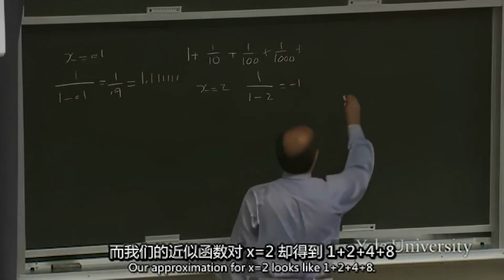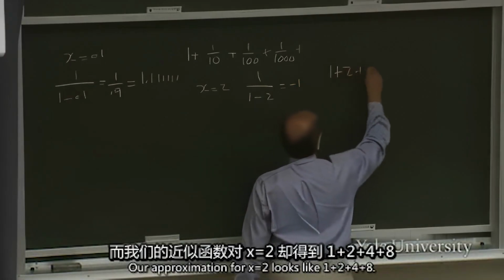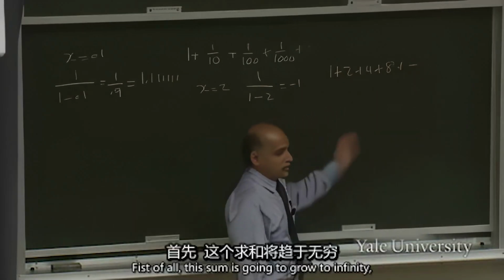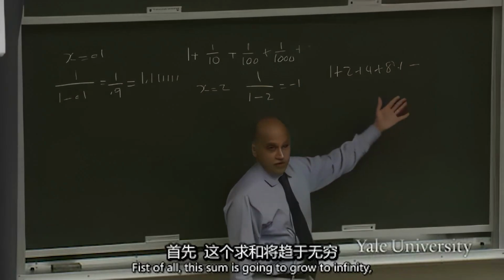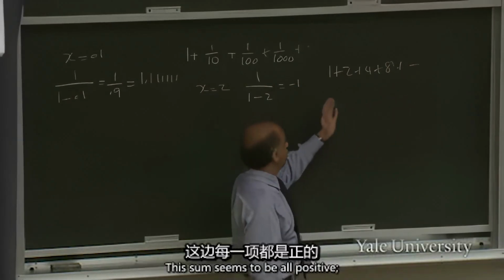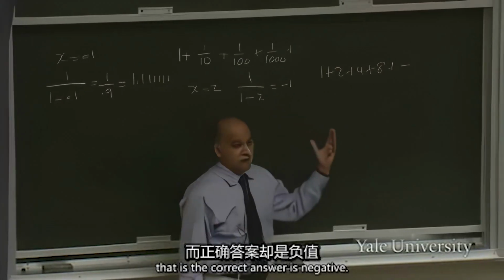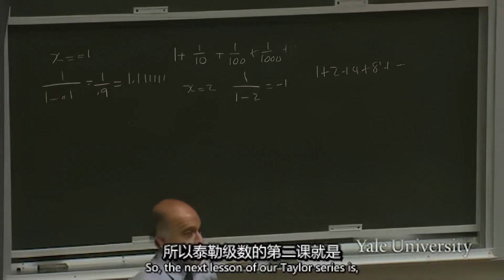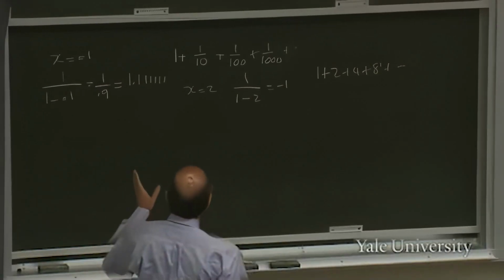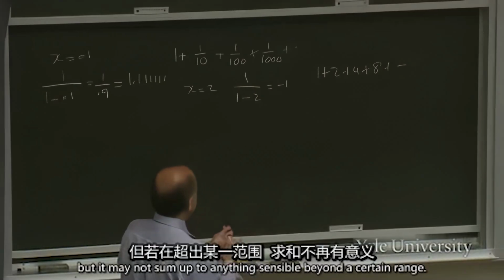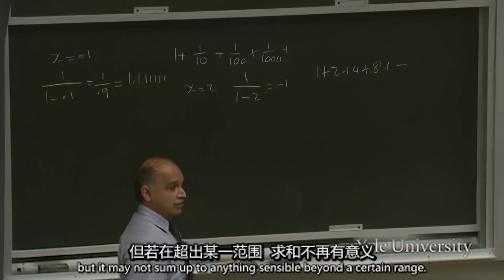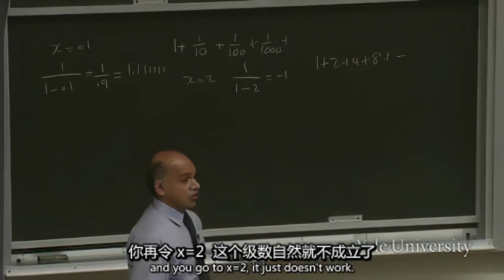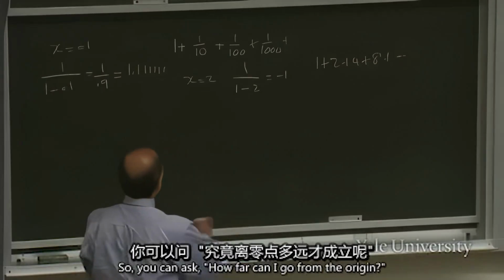Our approximation for x equal to 2 looked like 1 plus 2 plus 4 plus 8. And first of all, this sum is going to grow to infinity because the numbers are getting bigger and bigger. This sum seems to be all positive, whereas the correct answer is negative. Obviously, the series doesn't work. So the next lesson about Taylor series is you can write down the series, but it may not sum up to anything sensible beyond a certain range. So if you're doing the Taylor series at x equal to 0, and you go to x equal to 2, it just doesn't work. So you can ask, how far can I go from the origin?